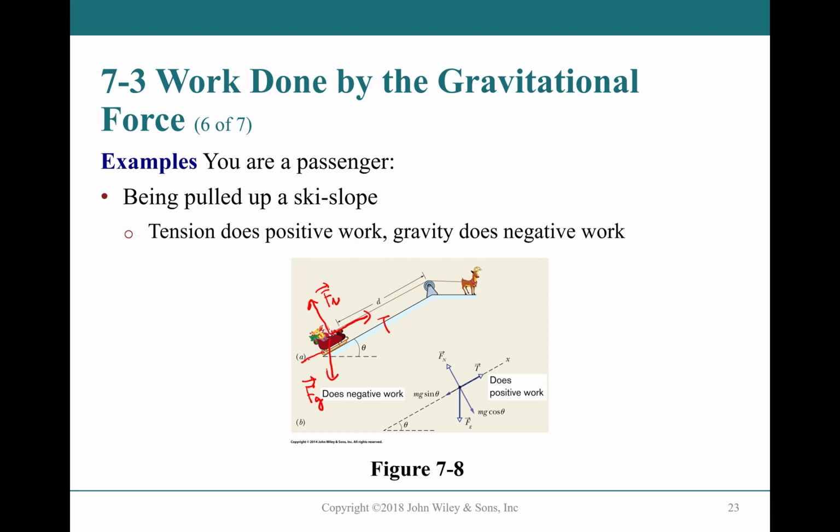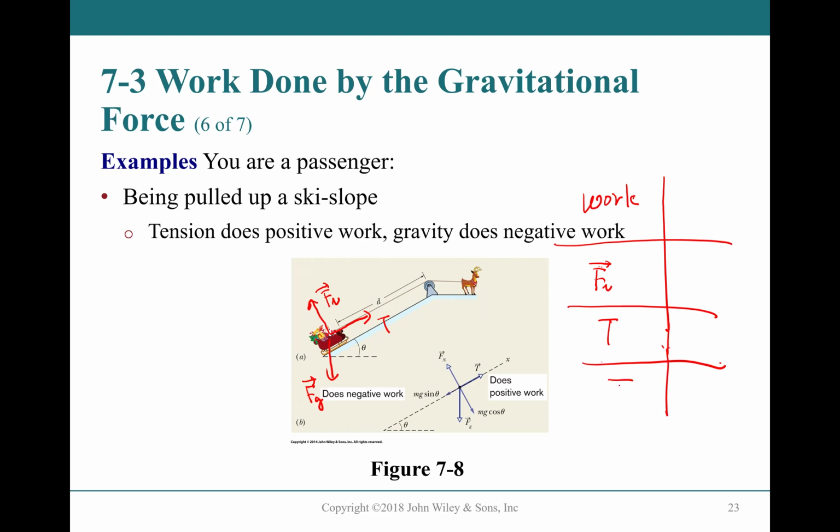and assume this ramp is frictionless, so we don't have frictional force. Okay, so think about how to calculate. Let me ask you: the work done by the normal force, the work done by the tension, and the work done by the gravitational force. Which one of them is positive, which one is negative, and which one is zero?